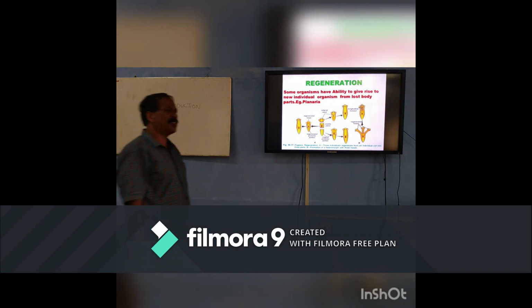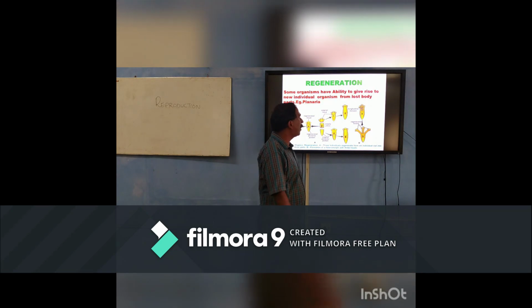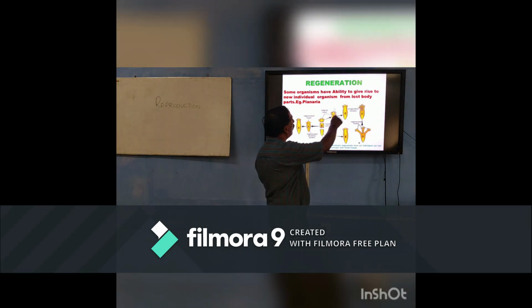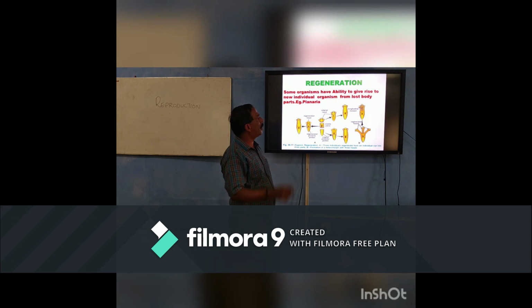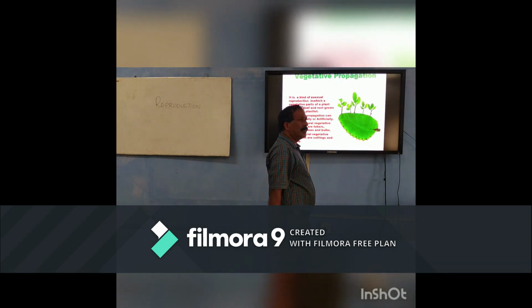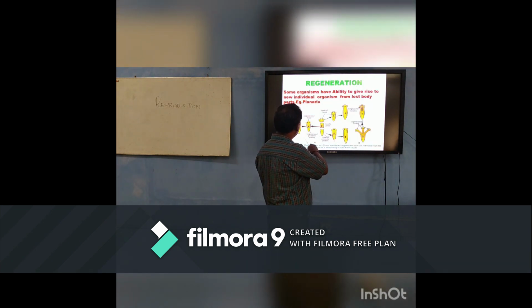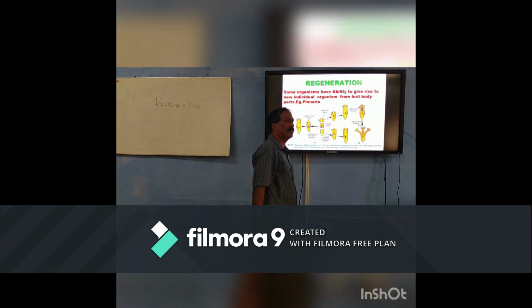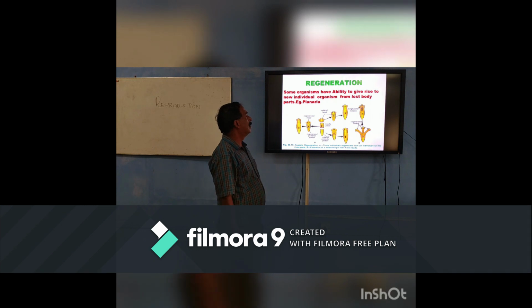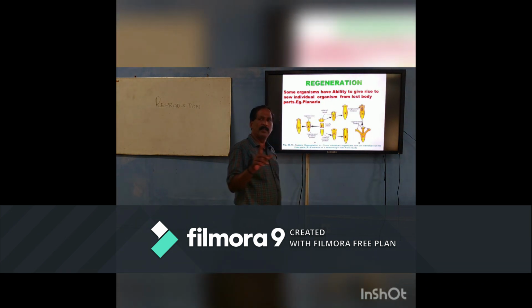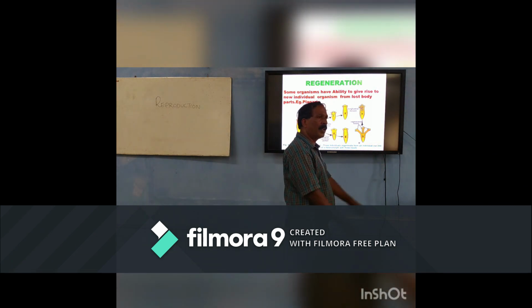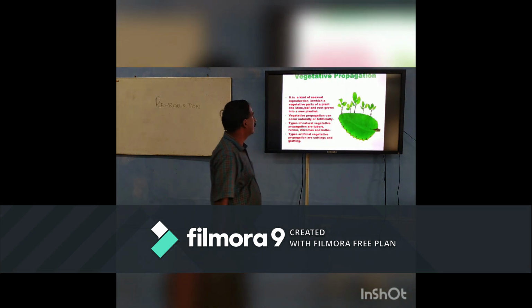Next type, regeneration. Regeneration is also a kind of asexual reproduction. In the case of a lizard, if the tail is cut off, the tail can be formed again. But in some organisms like planaria, if you cut it into many pieces, each piece will develop into a new organism. That means if you cut the planaria into 100 pieces, each piece will develop into one organism. That is reformation of the organism.